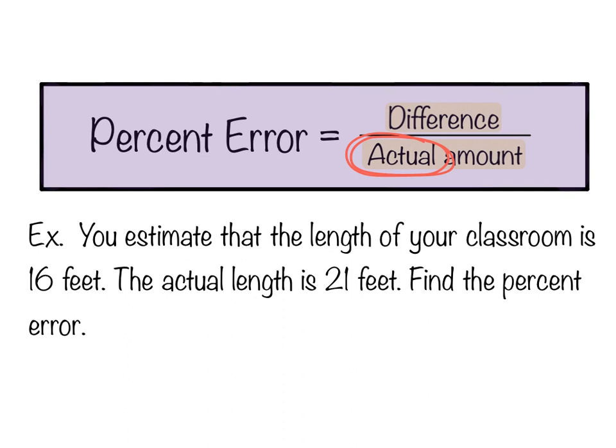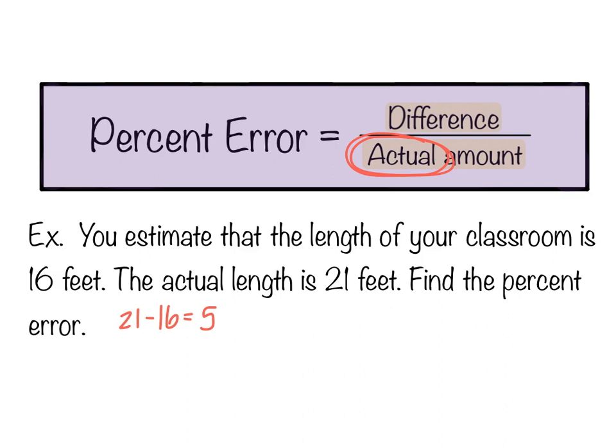This one says you estimate the length of your classroom is 16 feet. The actual length is 21 feet. Find the percent error. So we start off by finding the difference, just like we did before. The difference would be 21 minus 16, which is 5. Okay, so you're off by 5 feet.